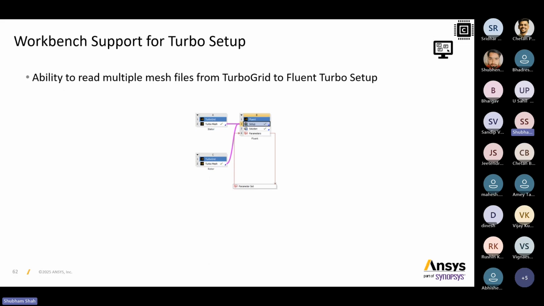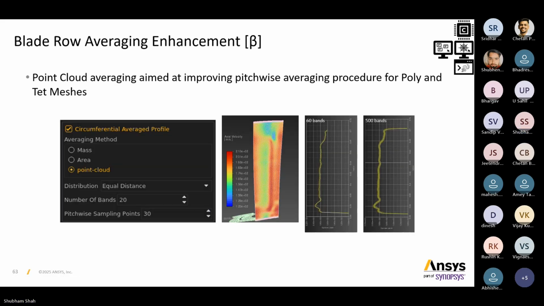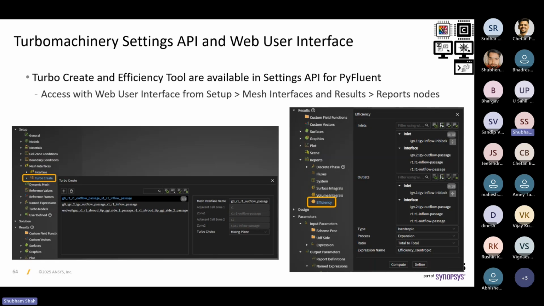And now there is the ability to take two different meshes in the same setup for the Fluent turbo setup. So you can see here from the two different meshes, we have taken one setup, and the meshes have been taken from the two turbo grids. And then the parameterization has been done. This is for the blade averaging enhancements, still in the beta mode. This is for the API and the web user interface, more oriented towards PyFluent.